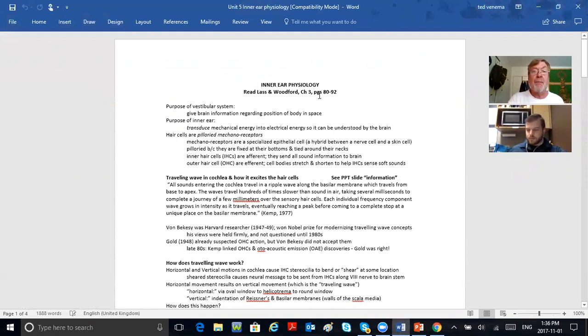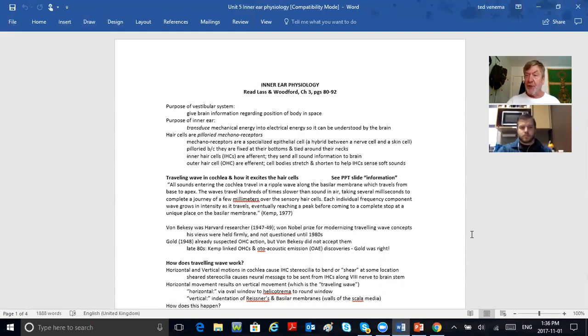Going from the top, the purpose of the vestibular system is to give your brain information regarding your balance or position of body in space. The purpose of the inner ear is to change mechanical energy into electrical energy. Here's something we need to get good and straight. The ear is a series of transducers. And as we say, transducers are things that change energy from one form into another form.